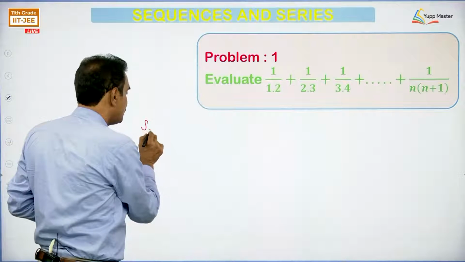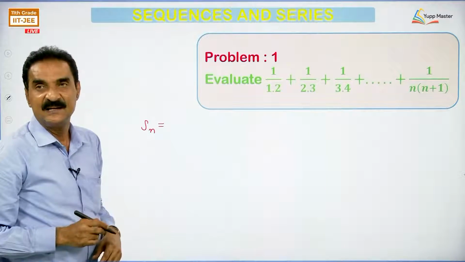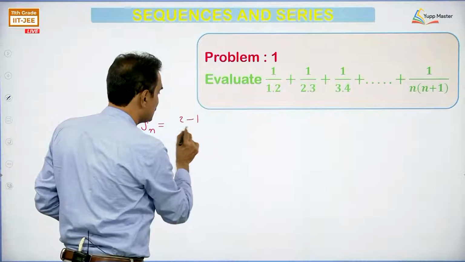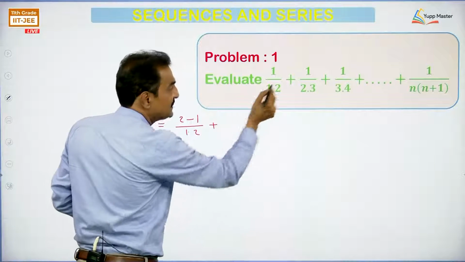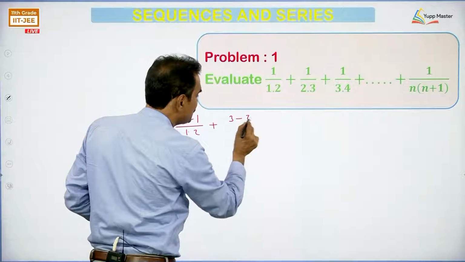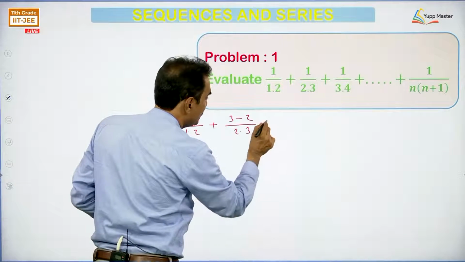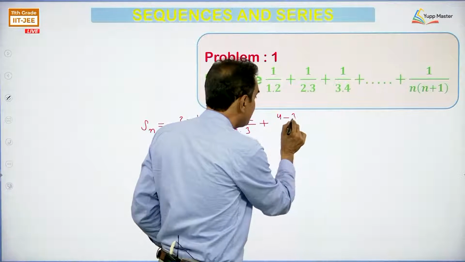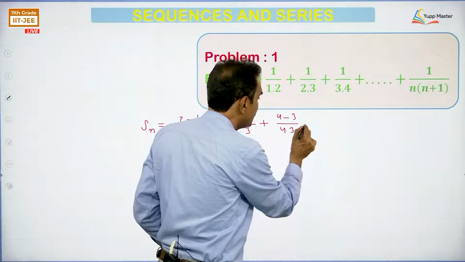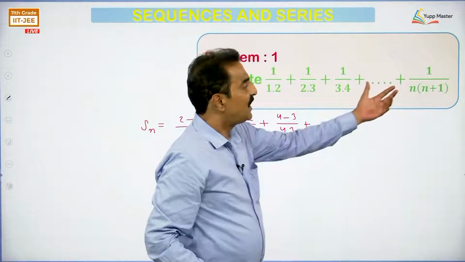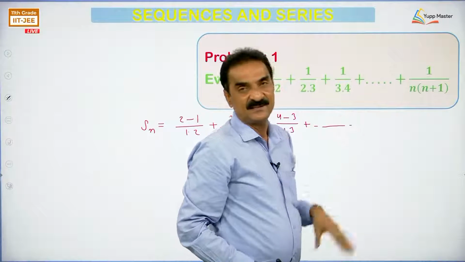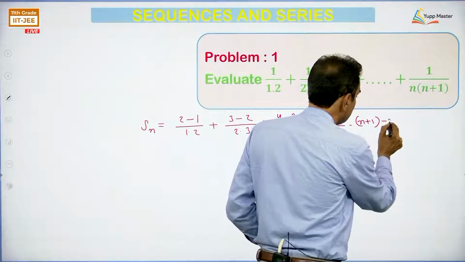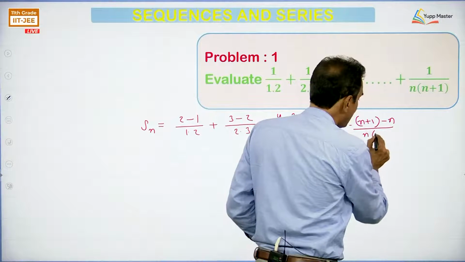If you denote the sum of the series by Sn, Sn is equal to, first numerator I will write it as 2 minus 1 by 1 into 2. Second numerator I will write it as 3 minus 2 by 2 into 3. Third numerator I will write 4 minus 3 by 3 into 4 and so on. Last numerator n plus 1 minus n upon n into n plus 1, alright.